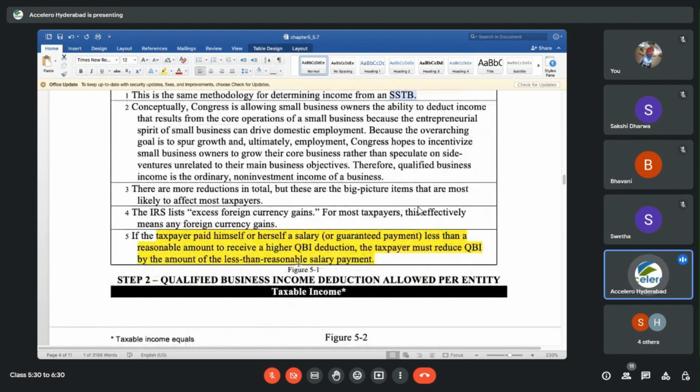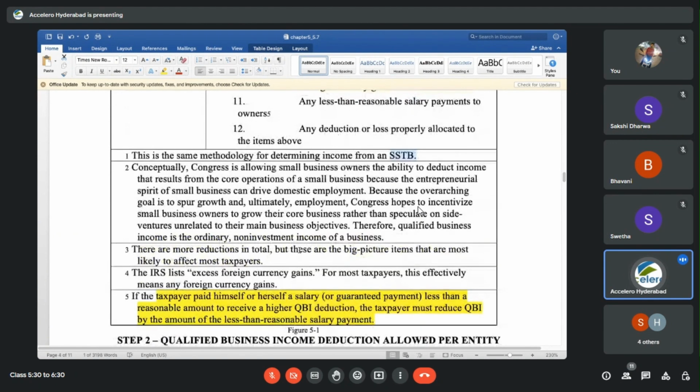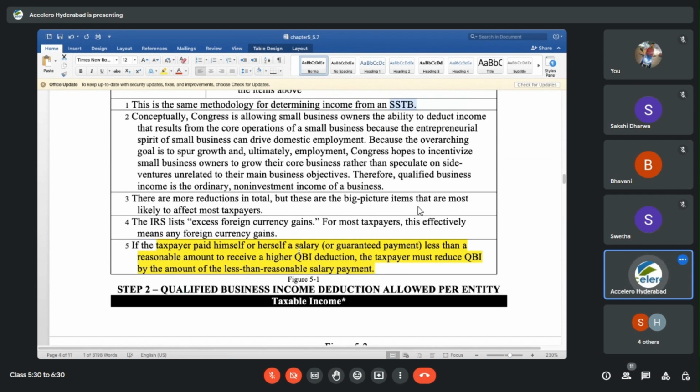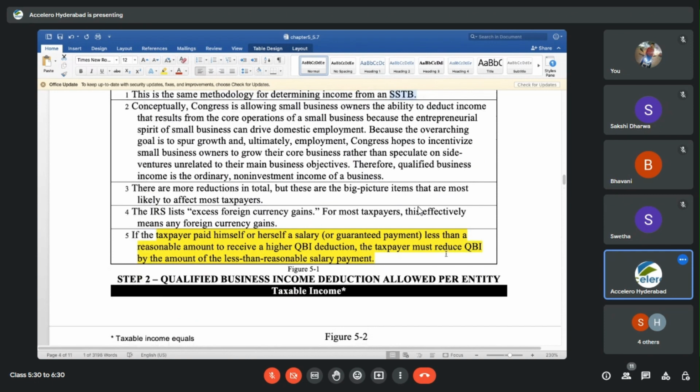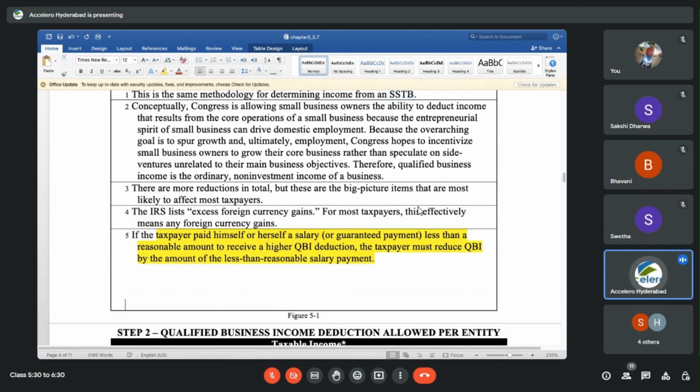One of the very important criteria to get QBID is to make sure that the person is getting paid some W2 income from that particular pass-through entity. To give an example, let me just put something here. Let's say there is a K1 of 100K coming from an S corporation.